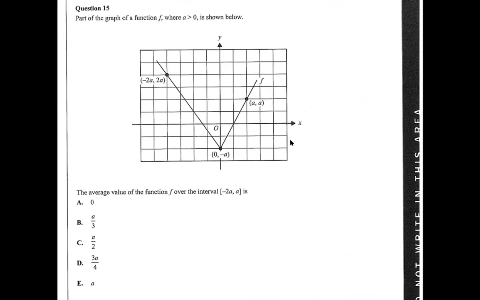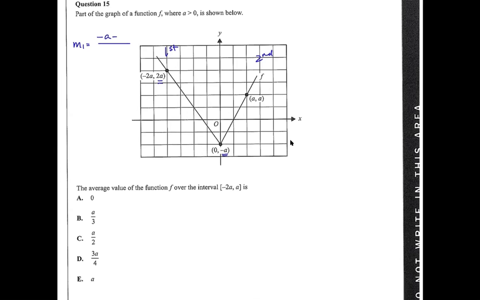Okay, average value. In fact, we have 2 straight lines. So the first part and the second part. Let's look at the first line. m1 is y2 minus y1, minus a minus minus 2a, over x2 minus x1, 0 minus bracket minus 2a, which is minus 3a divided by 2a. So this will be minus 3 over 2.